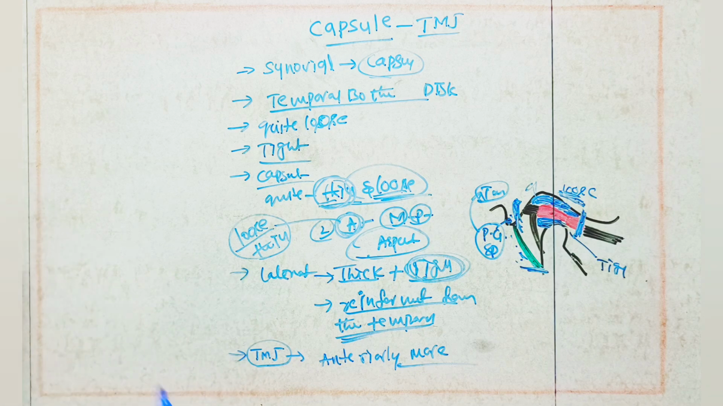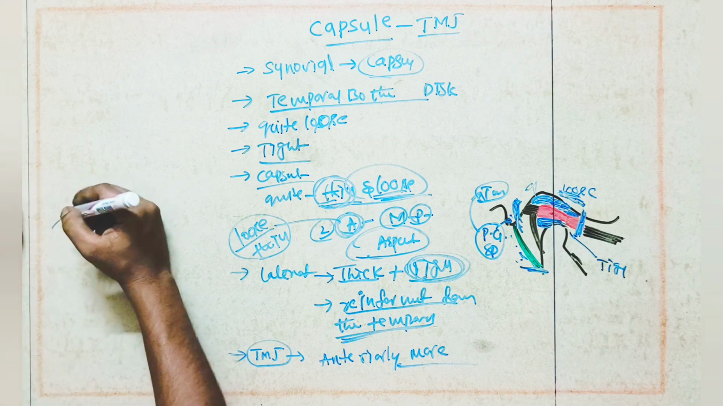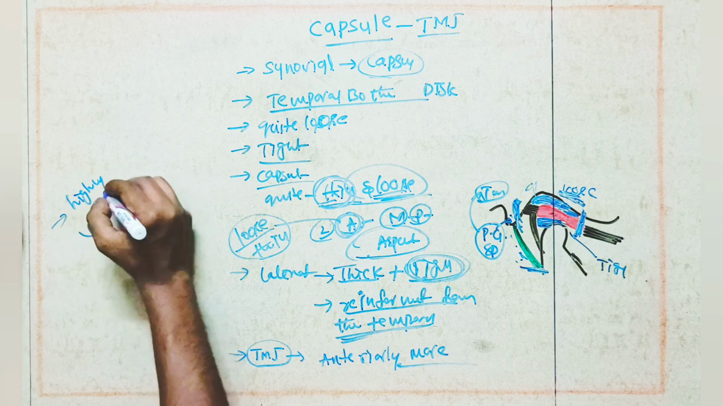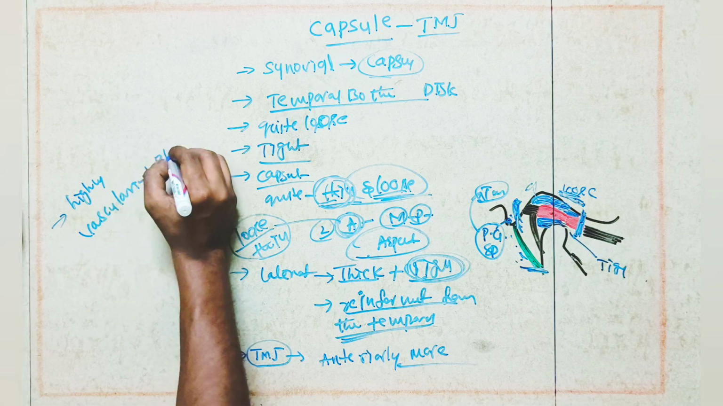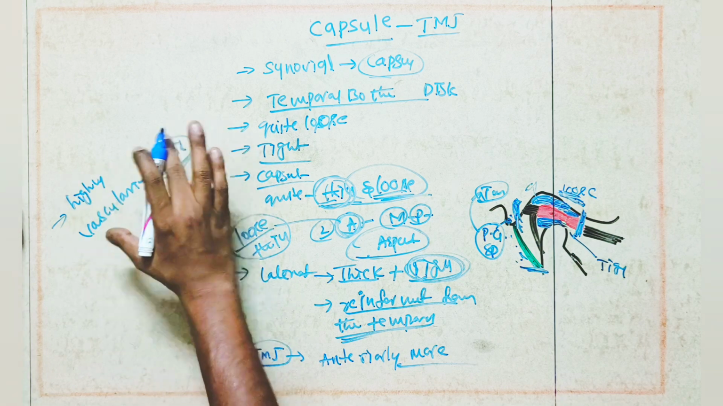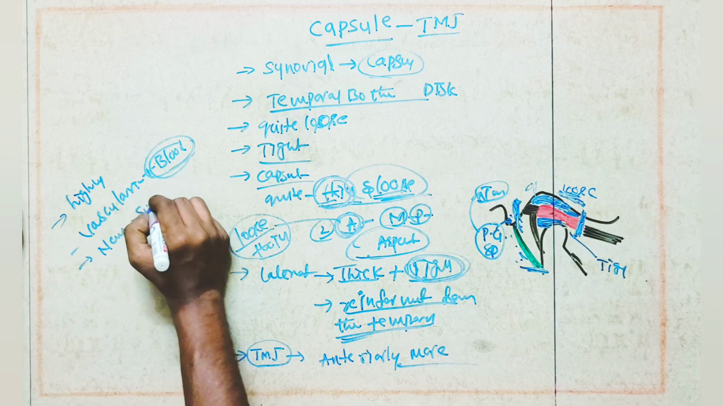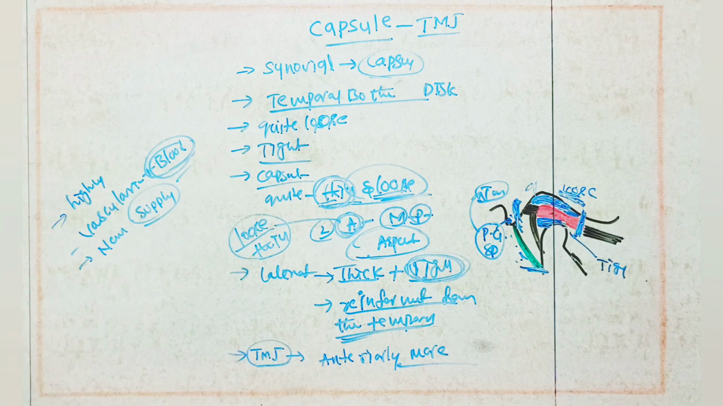And one last point: the capsule is highly vascularized. That means blood supply will be there for the entire capsule, and nerve supply will be there. Blood supply and nerve supply will be over the joint capsule of the TMJ. Okay.